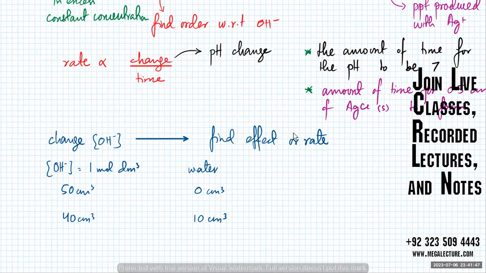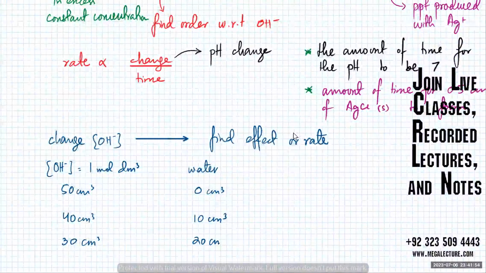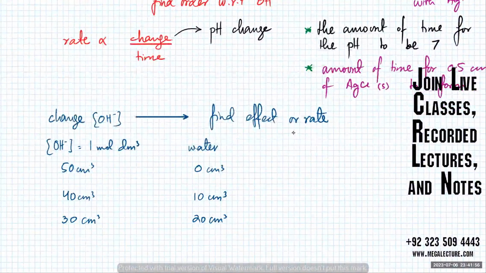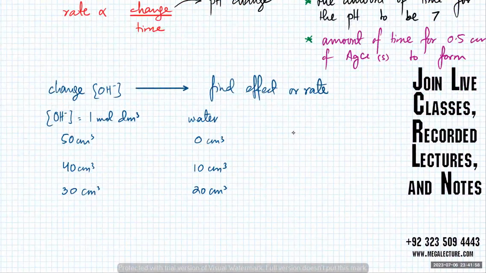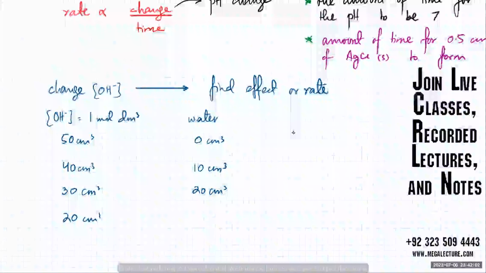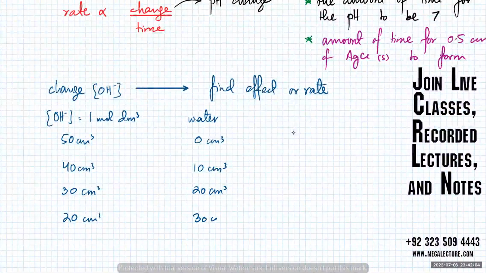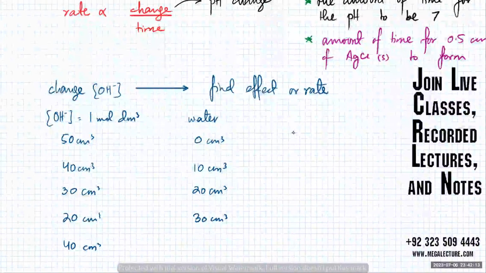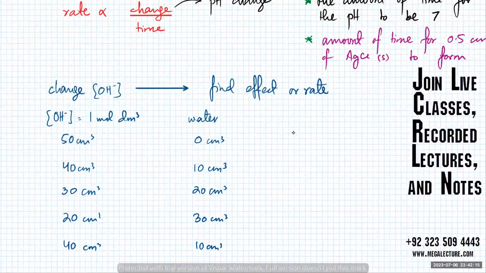In the third experiment, you're going to dilute it further. You're going to add 30 cm cube and add 20 cm cube of water, and so on. Take your last one, it's going to be 40 cm cube of water and 10 cm cube of OH.